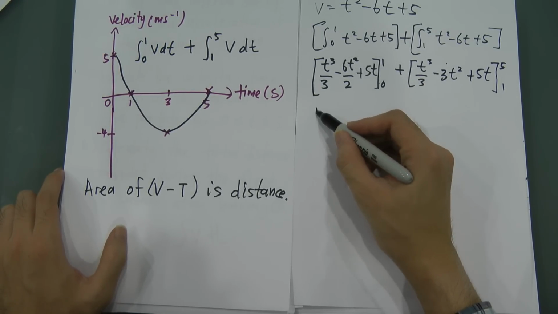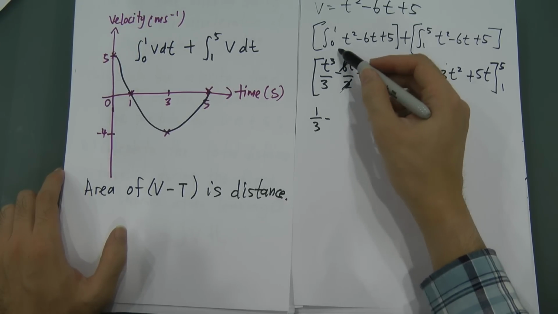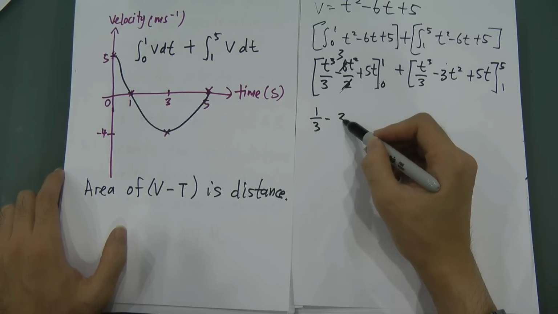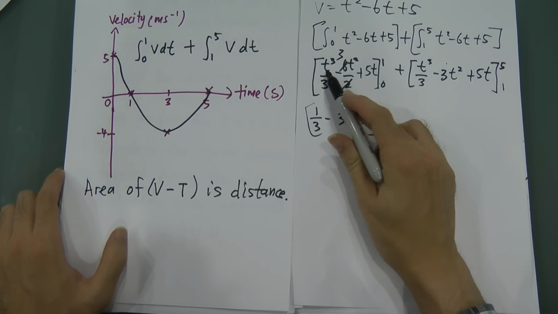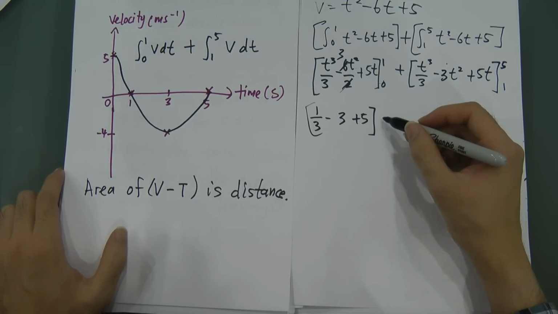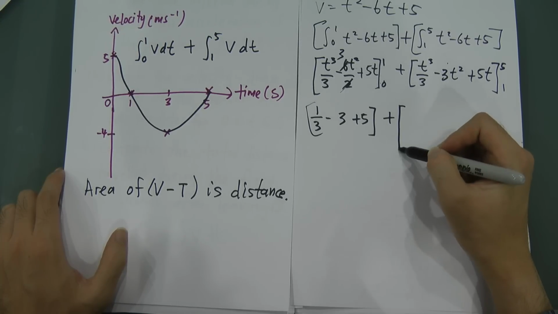So this one we will get 1 over 3 minus, this one we simplify. Simplified we will get 3 here. Minus 3 plus 5. And then minus, we substitute 0 to all t, we get 0. So don't need to write 0. So plus, okay, this one.